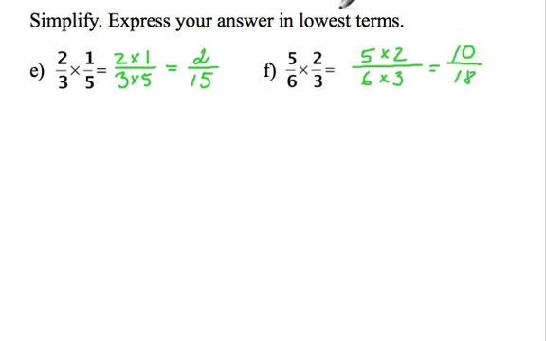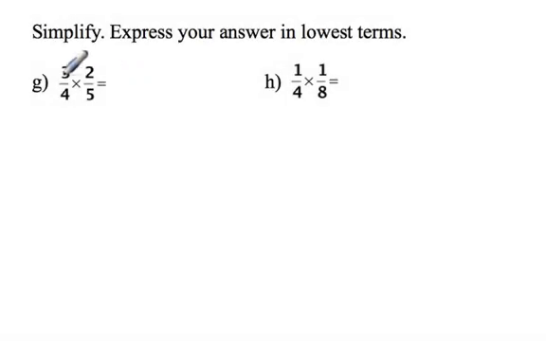Question F, again multiplication, so 5 times 2 divided by 6 times 3 equals 10/18. Now we are asked to express our answer in lowest terms, and 10 and 18 have a common factor. Both of them divide by 2, so I could rewrite that as 10 divided by 2 is 5, and 18 divided by 2 is 9. So the final answer is 5/9.